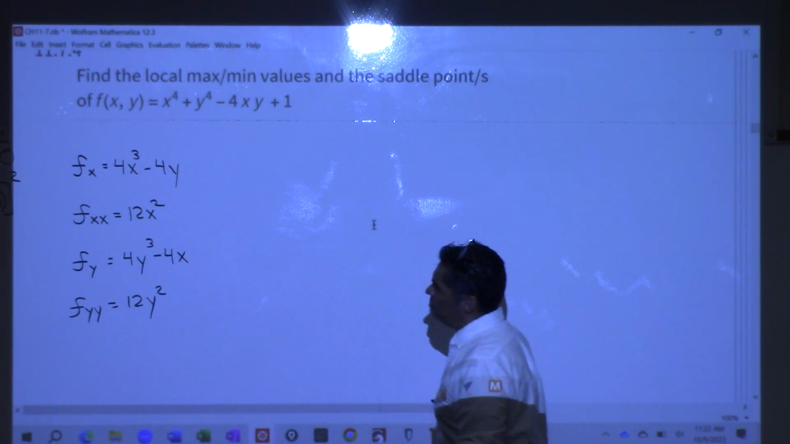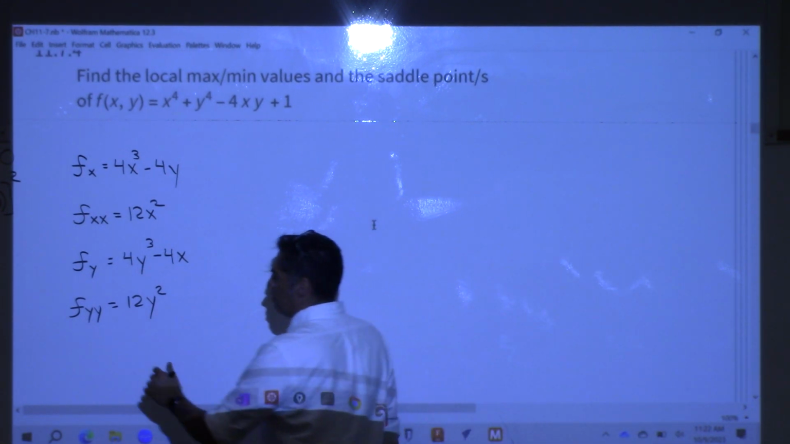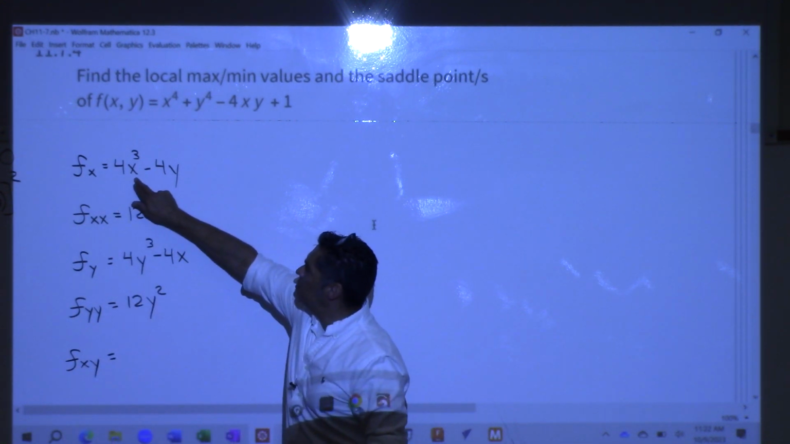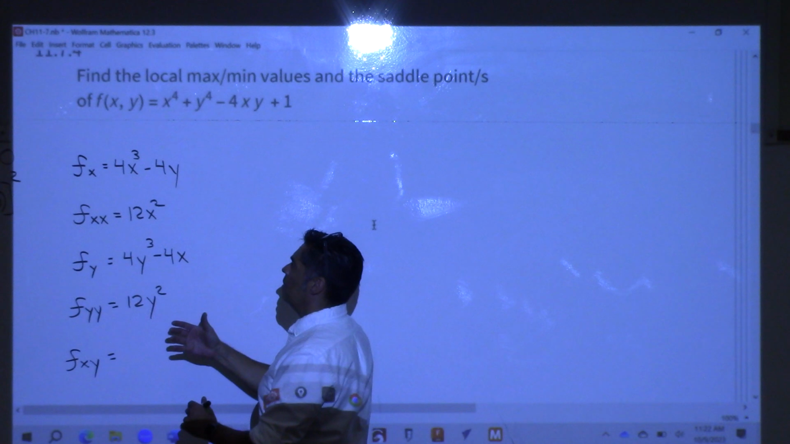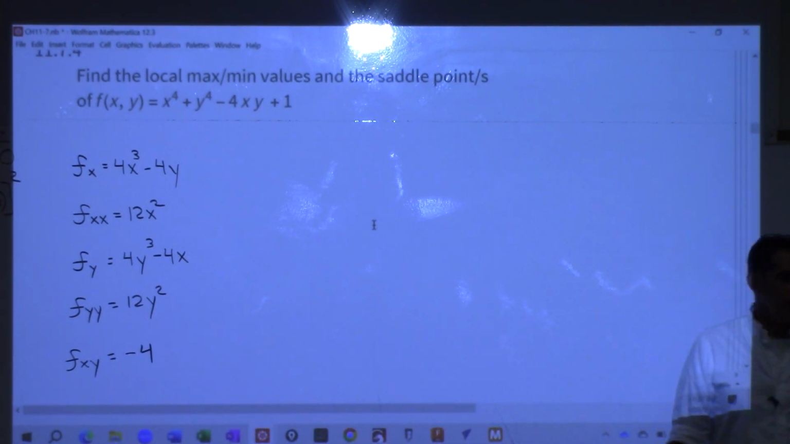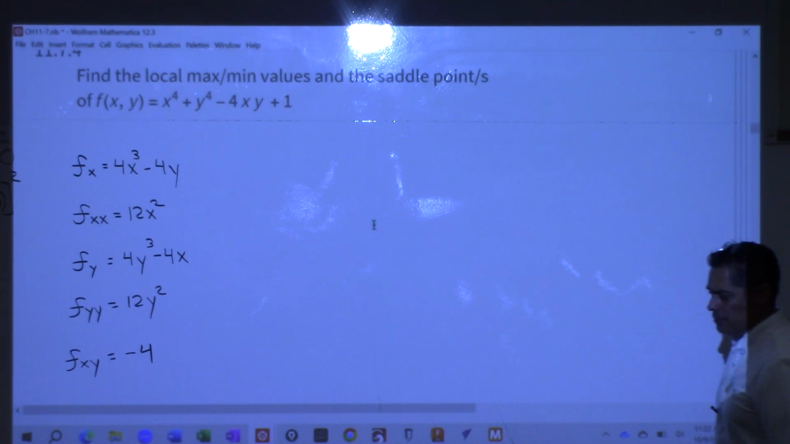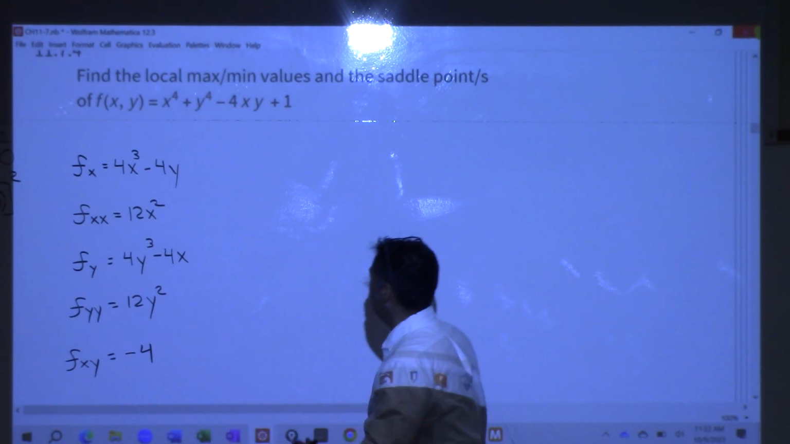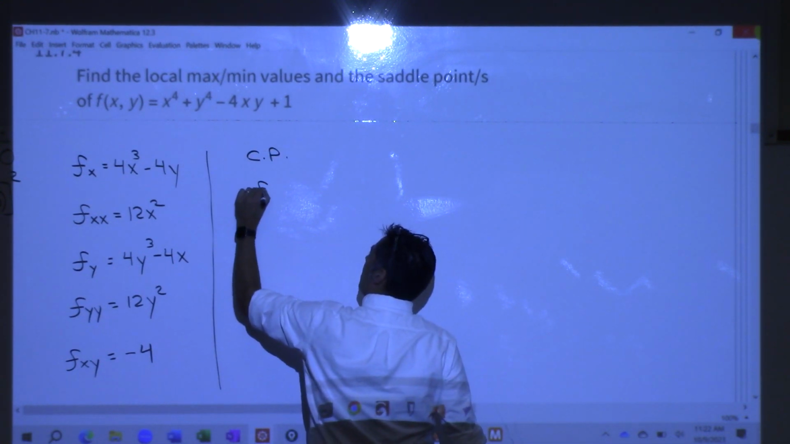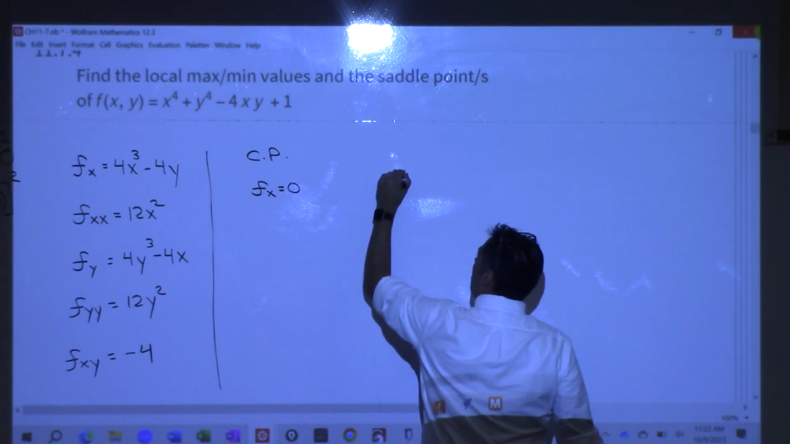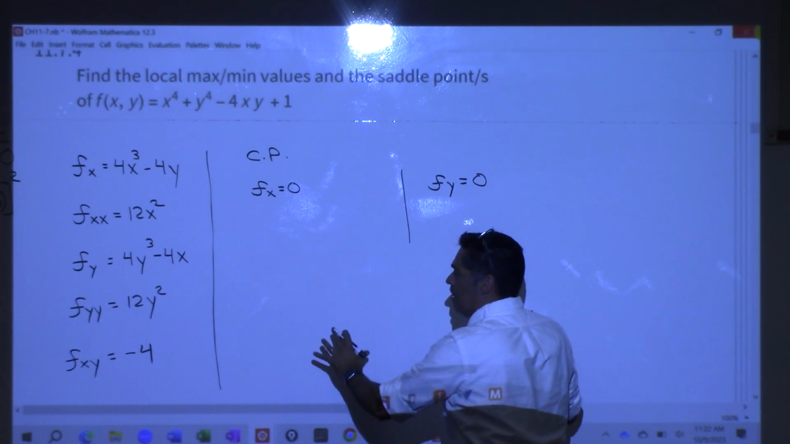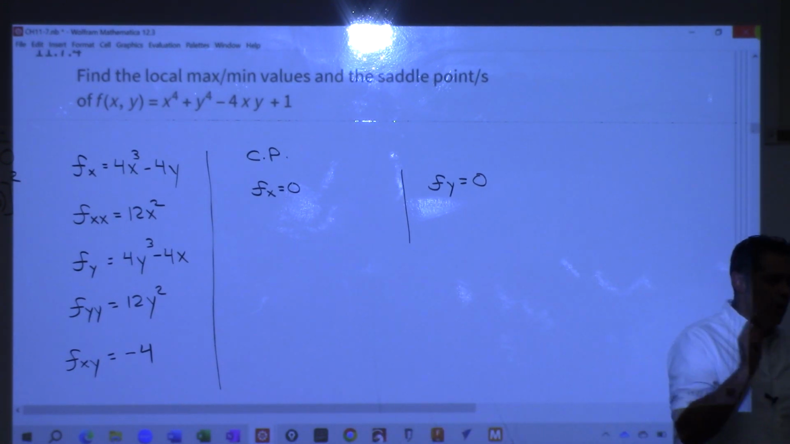Do we need any other partials? fxy, so with respect to x, then y. So we did with respect to x. Here was with respect to x, so with respect to y now. Negative 4. Okay. Yeah? Those are all the partials we'll need to do the problem. So now, let's find our critical points first. So I want the partial with respect to x to be equal to 0. I also want the partial with respect to y to be 0. Anywhere that this happens will be where I calculate d.